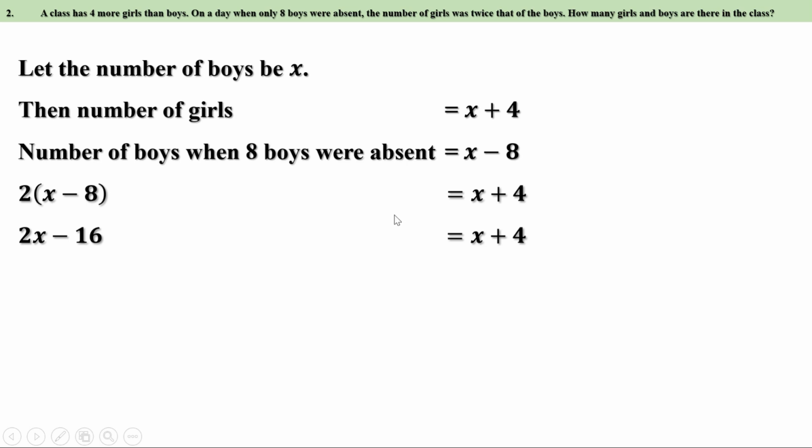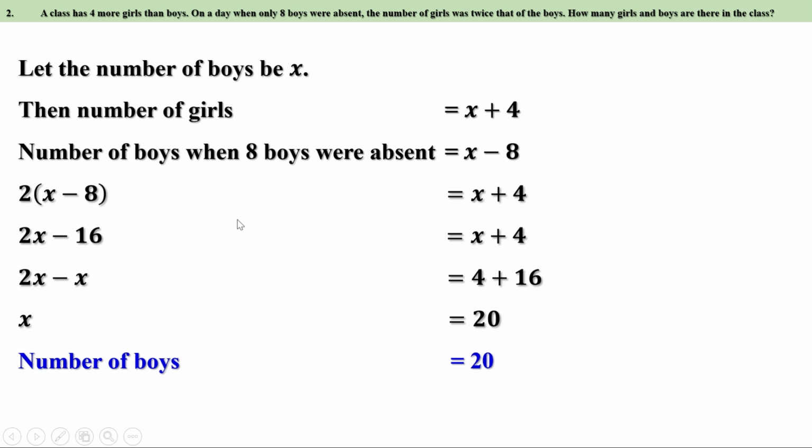Let us take x on this side and minus 16 on the other side. So we can write 2x minus x equal to 4 plus 16. 2x minus x is x, 4 plus 16 is 20. Therefore we can write x equal to 20. That means the number of boys is 20. Then the number of girls is x plus 4 or 20 plus 4. That means the number of girls is 24.